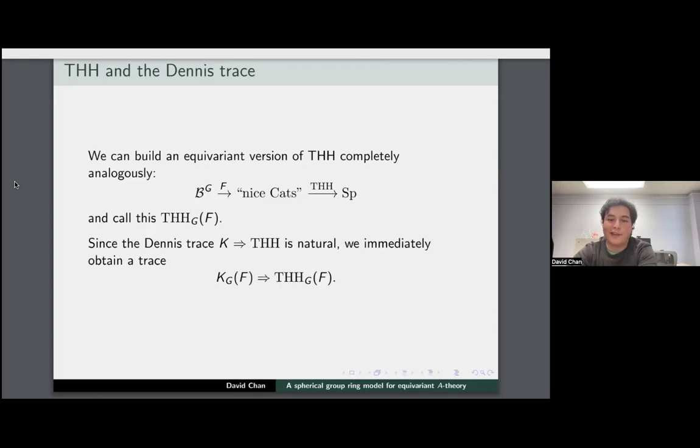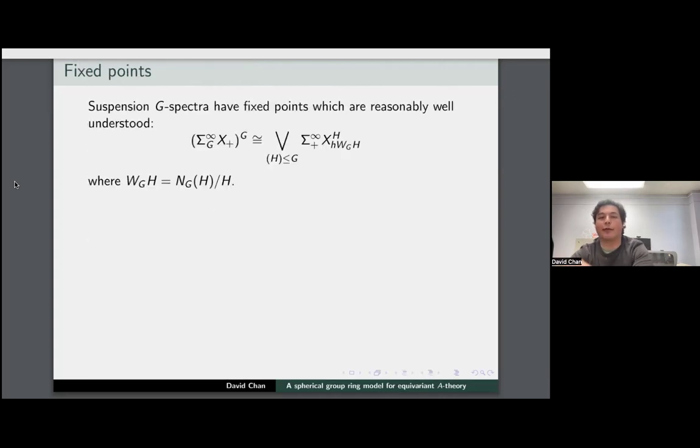Okay. So you have K theory, you have THH, and I very briefly want to say something about how you compute anything with any of these. So for G spectra, you're interested in the spectrum and you're interested in its fixed points. And if your G spectrum was coming from the suspension spectrum of some G space, there's a really great theorem due to tom Dieck, the tom Dieck splitting theorem, which identifies the G fixed points of a suspension with the following thing on the right.